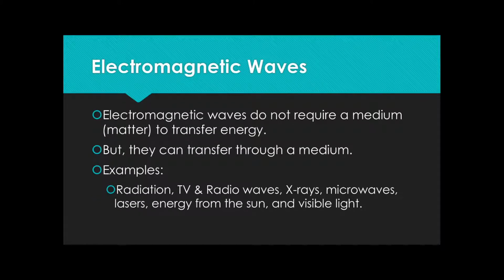So what is an electromagnetic wave? Well, an electromagnetic wave does not require a medium to go through, but it can go through a medium. So it can go through space and it can go through here on Earth. And some examples of electromagnetic waves are radiation, TV and radio waves, X-rays, microwaves, lasers, energy from the sun, and visible light.